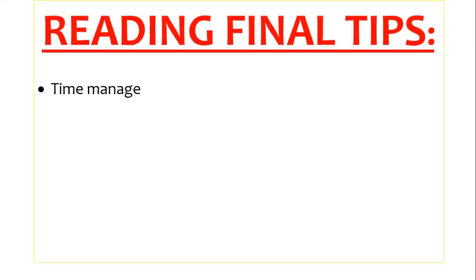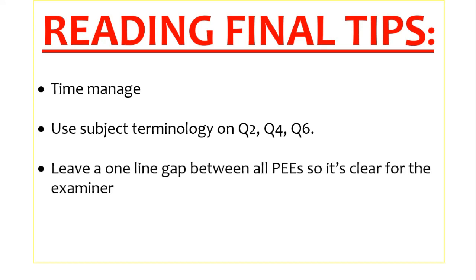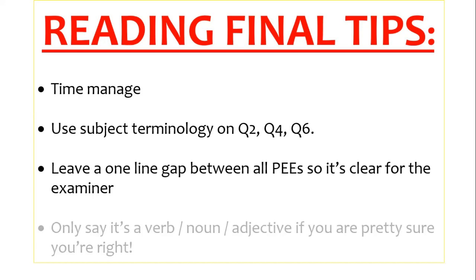Final tips for the reading: time manage. So a 3 or 4 mark question, 4 minutes. If it's a 10 mark question, 13 to 15. Use terminology like verbs, adjectives, adverbs, similes, statistics on questions 2, 4 and 6, basically the 10 mark questions. Leave a 1-line gap between all the PEs so it's clear for the examiner. And when it's a verb or a noun, make sure you know what it says. If you don't know if it's a verb or a noun or an adjective or a simile, try not to use it. If you're confident, use it, but it's better not to use it than to get it wrong. Okay, so try and use it, revise before the exam.